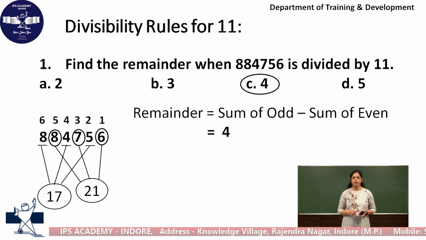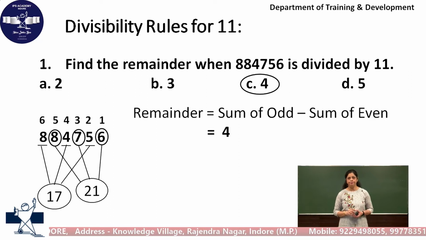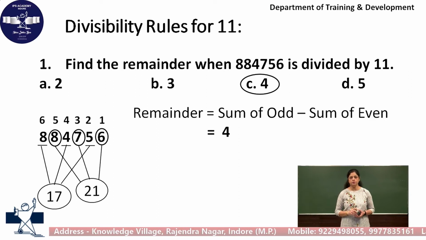So for 11, what do we do? We add the digits at odd places, we add the digits at even places, and we subtract them, odd minus even, and whatever remainder we get is the final remainder of the answer. Now since the number is smaller, you can directly go for the 11 table and you can divide directly also. That will be faster if you feel.